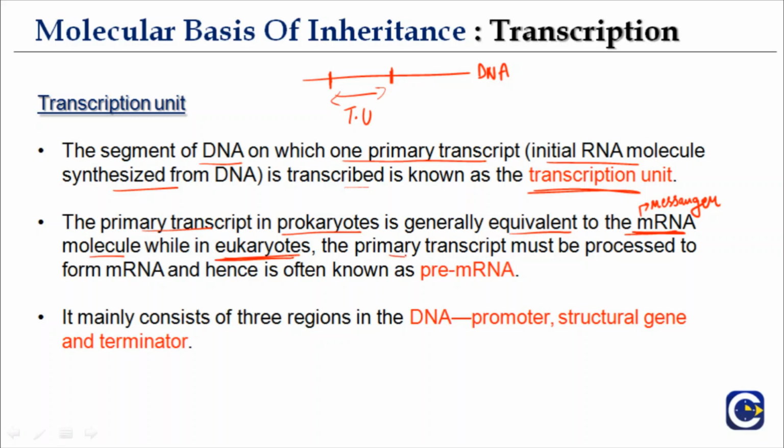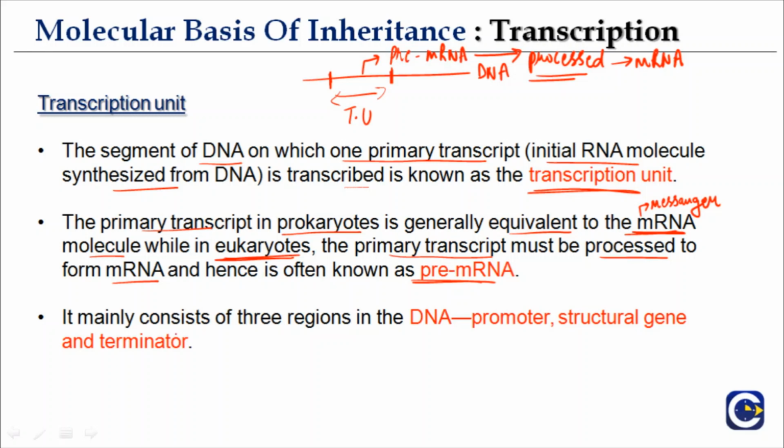In eukaryotes, the primary transcript must be processed to form mRNA and hence it is often called pre-mRNA. So the RNA formed here in eukaryotes is called pre-mRNA, and then it must be processed. We'll see what kind of processes take place. It must be processed to form the proper mRNA transcript. However, in prokaryotes, the first transcript that is formed is equivalent to the mRNA.